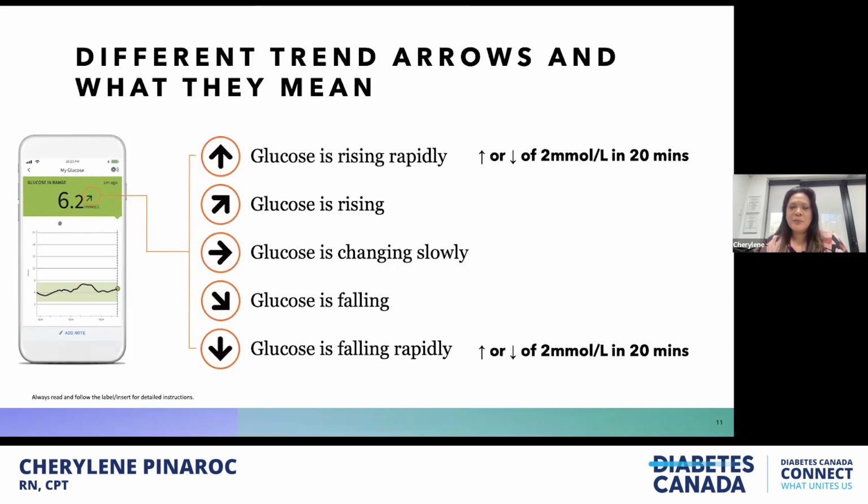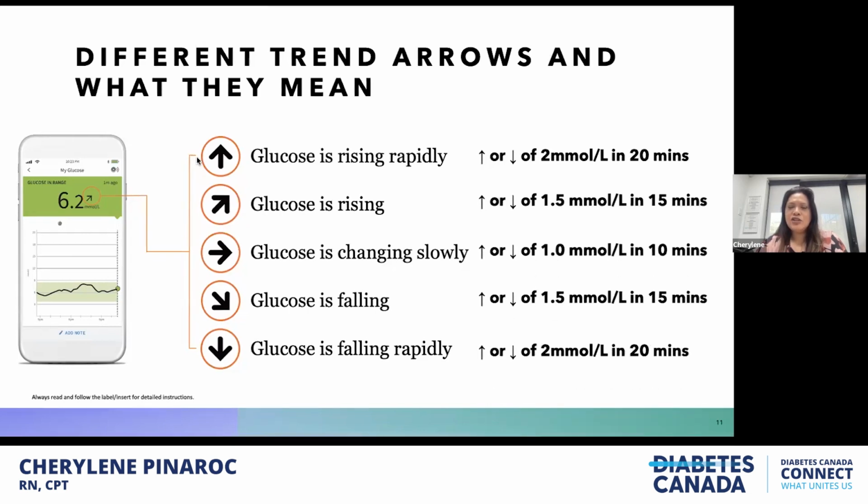The next is glucose rising or falling, and that can be anywhere from 1.2 to 1.5 millimoles in 15 minutes. So this is another indication of what you need to do if you need some treatment before you start an activity or take a drive, like I said. And the glucose changing slowly is about 1 millimole in 10 minutes.